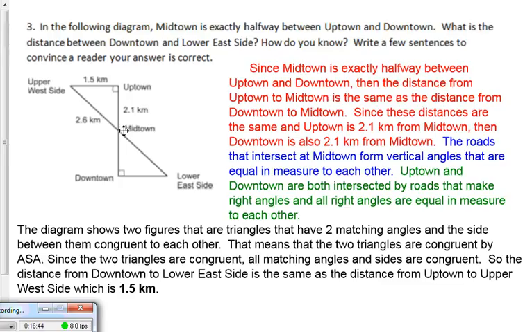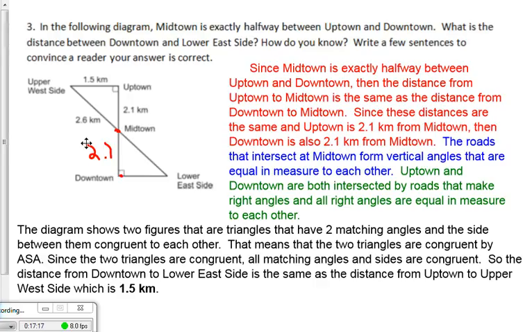Since we know the distances are the same, and we know that this distance from uptown to midtown is 2.1 kilometers, then downtown is also 2.1 kilometers from midtown. So we would write in 2.1 kilometers from midtown here to downtown. It has to be. Okay, so those first two sentences just kind of proved or showed that piece there.